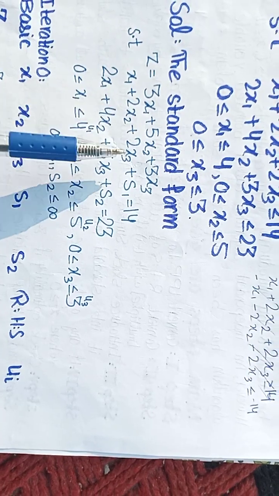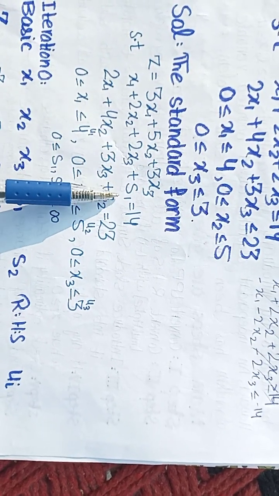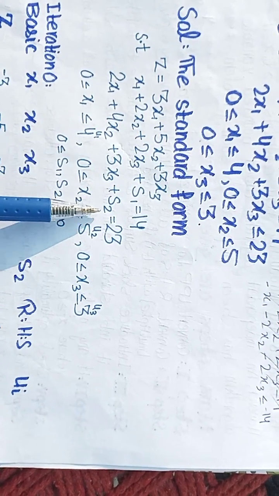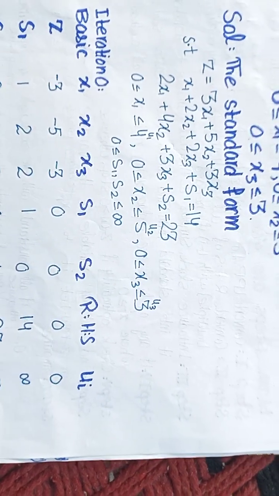Introduce the slack variables: x1 plus 2x2 plus 2x3 plus s1 equals 14, and 2x1 plus 4x2 plus 3x3 plus s2 equals 23, and the lower and upper bounds are given.